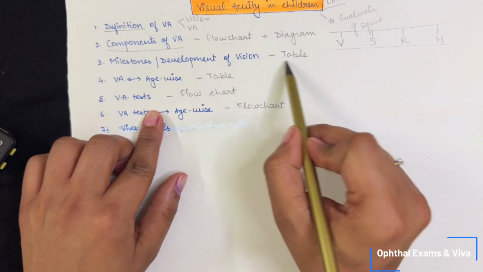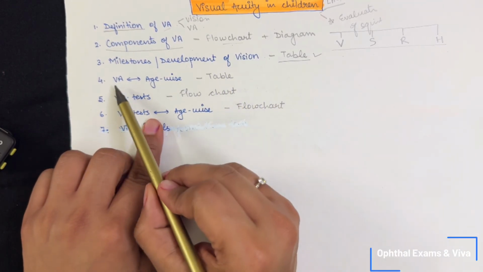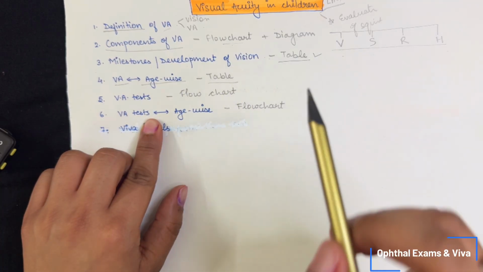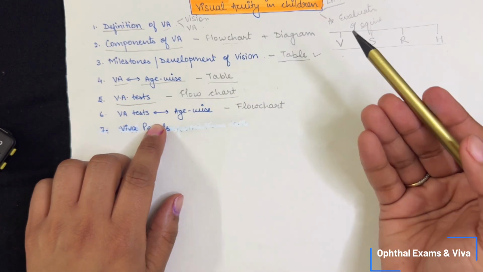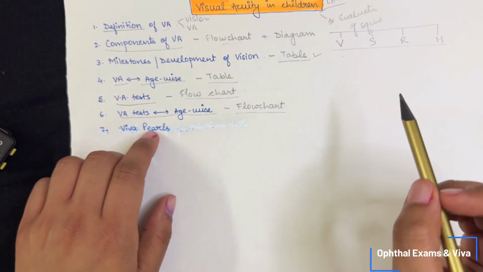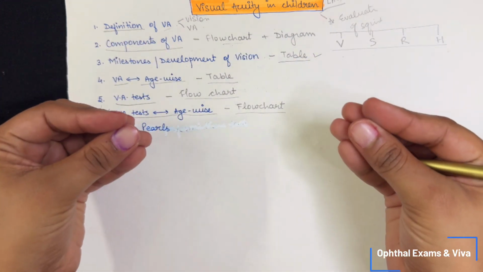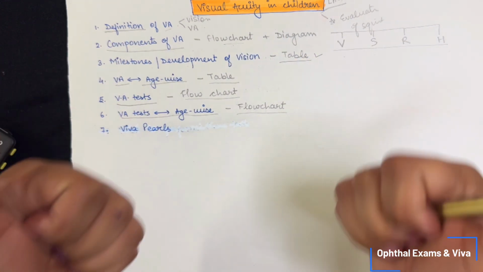For milestones and development of vision, I have given you this table. Just remember this. Then visual acuity age-wise, I have given you another table. You remember this visual acuity test. Now this flowchart is very easy when you know the names of the tests, and for visual acuity tests age-wise I have given you this flowchart. Just with the help of flowcharts and tables, you are good to go with visual acuity in children. And you are now very much aware of at what age what test should be done. So if the question comes in the exam about a 3-year-old child or a 4-month-old child or a 5-year-old child or a preschool child, I think now you can classify tests for visual acuity for this age group very distinctly. In exams, the way I have told you, you are not going to lose marks.